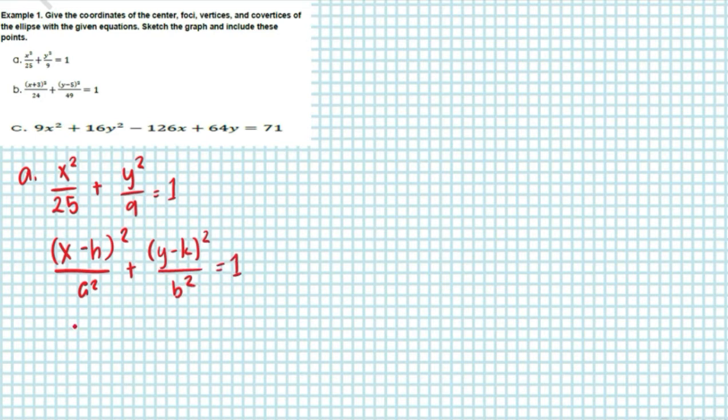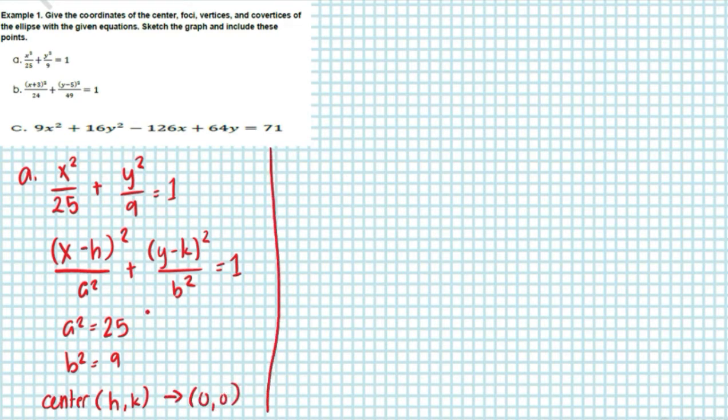So we can see here, our a squared will be equal to 25 and b squared will be equal to 9. So determine muna natin ang ating center. Ang ating center will always be h, k. So from our equation, x squared and y squared lang siya. Therefore, our center is equal to 0, 0 lang.